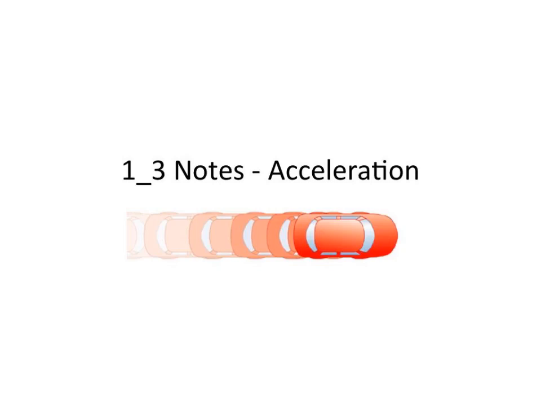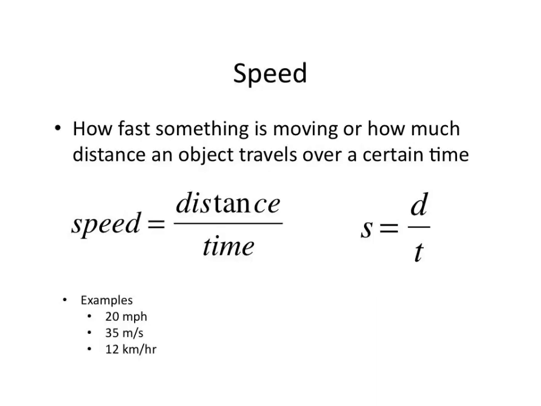Our next topic in physics is going to be acceleration, which is changing your speed. So anytime you're at a stop sign or a stoplight and then you press on the gas pedal, you're accelerating, or you're changing your speed. We've already talked about speed, and that's how fast something is moving or how much distance an object covers over a certain time. And we knew that speed was calculated by taking distance and dividing it by time. And we had this equation, speed is equal to distance over time.